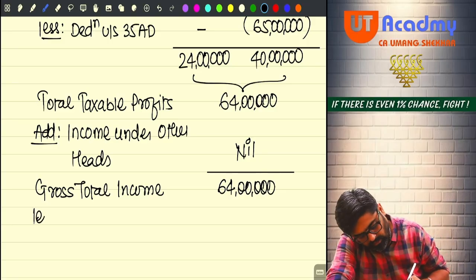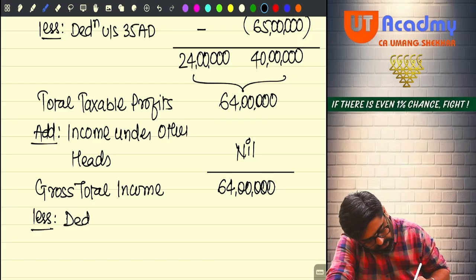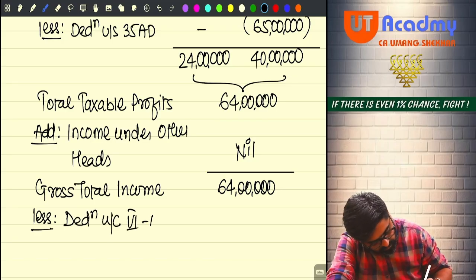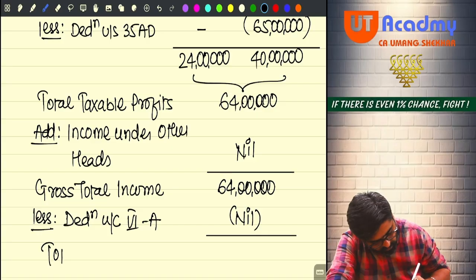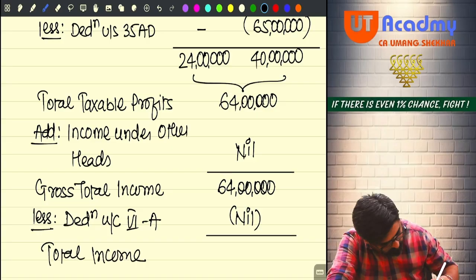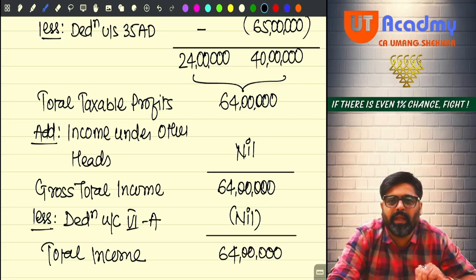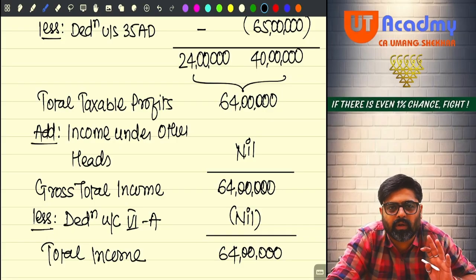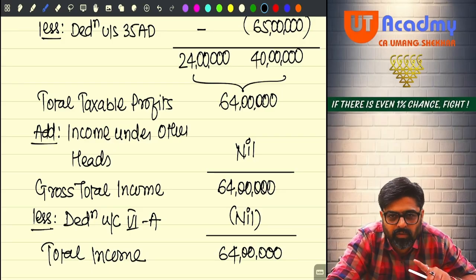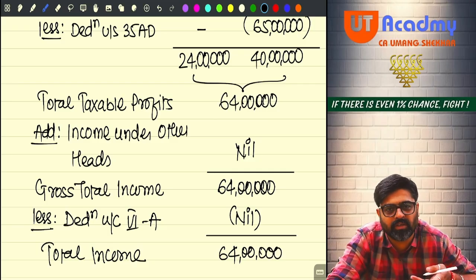Now out of this, less deductions under chapter 6A. There were no deductions under chapter 6A. So my total income is 64 lakhs. Sometimes the examiner or the institute skips those parts which are nil. In the solution, this entire 64 lakh PGBP income is directly taken as total income. Why? Because there was no other heads income, there was no chapter 6A deduction. So ultimately your total income is going to be 64 lakhs only.